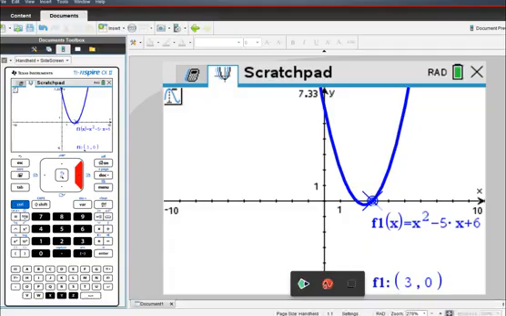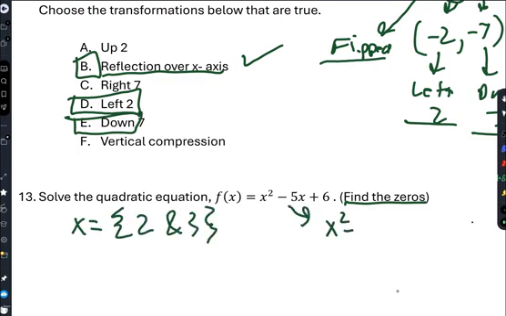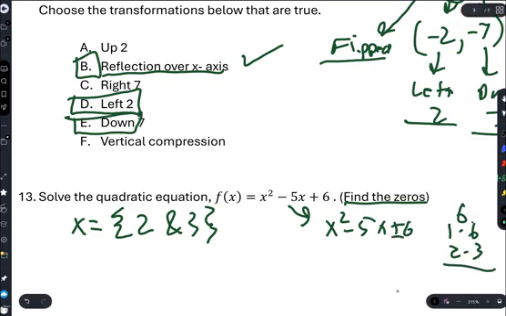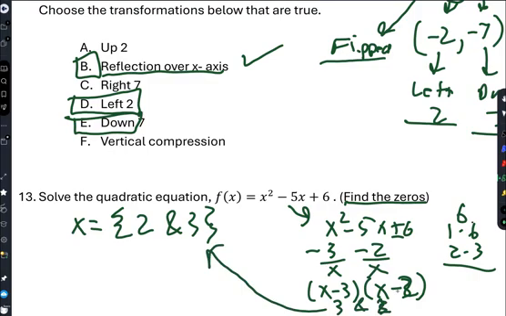So I'm going to go back to my paper. The zeros are x equals, put it in a brace because there's more than 1, 2 and 3. And the way you do it by hand, you're going to do x squared minus 5x plus 6. I need the factors of 6, 1 and 6, 2 and 3. The 2 and 3 add up to 5, don't they? So I need the 3 and the 2. I need to make the 3 negative, and I'm adding, so the 2 would be negative. These would be my factors, wouldn't they? And the zeros are opposites. So the zeros would be 3 and 2, which matches up to this, wouldn't it?